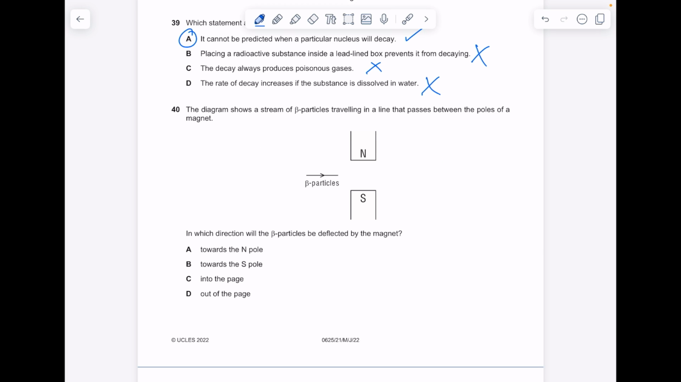The diagram shows a stream of beta particles travelling in a line that passes between the poles of a magnet. In which direction will the beta particles be deflected by the magnet? So remember, beta particles are fast-moving electrons. So you can use Fleming's left-hand rule for this. Make sure you hold up your left hand. Your first finger should be pointing in the direction of the magnetic field, so north to south. The second finger shows the direction of this arrow here on the beta particles, and then work out which way your thumb's pointing. It should be pointing out of the page.